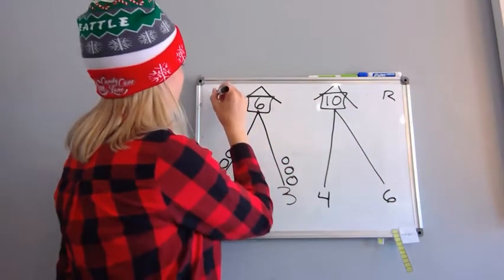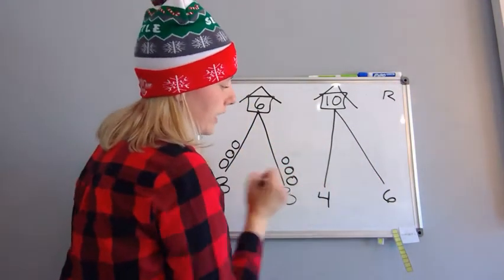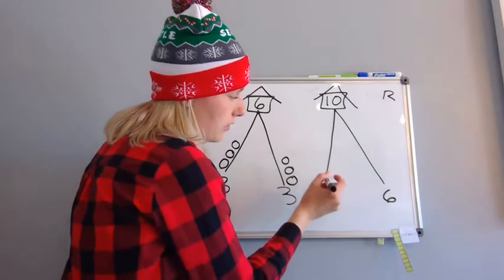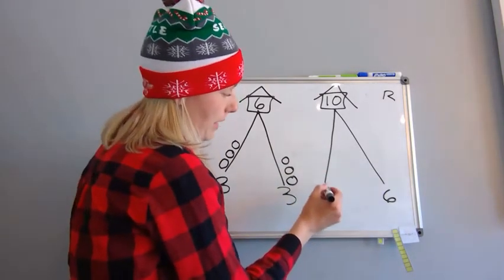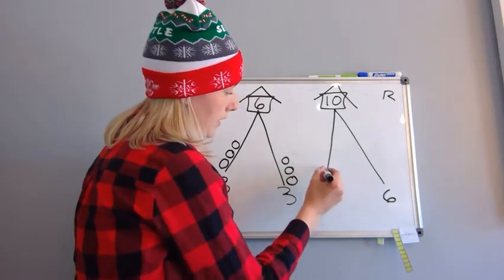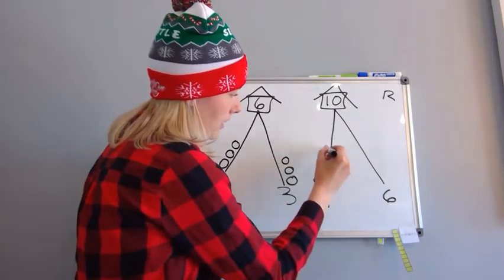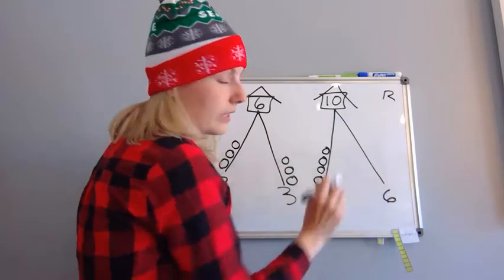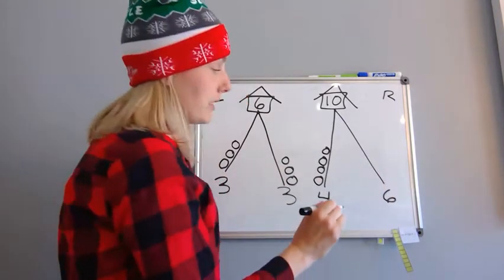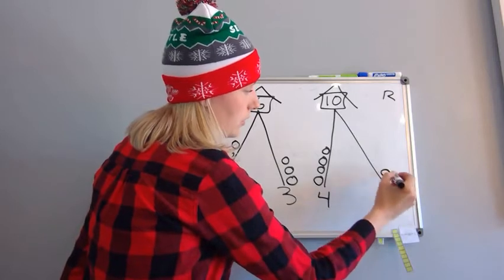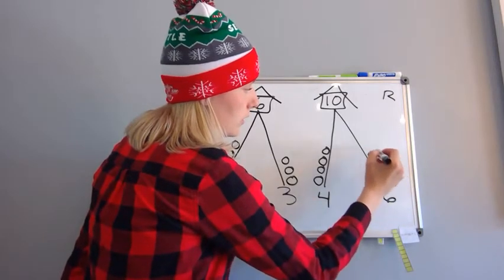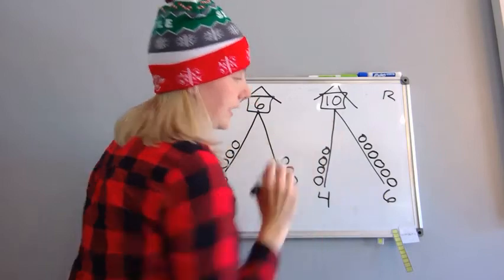This is our right and this is our left. So 4 tiny tumblers fall out to the left. So count with me as I draw 4 tiny tumblers starting at the bottom of the mountain. 1, 2, 3, 4. And then over here we have our 6 tiny tumblers. Count with me. I'm starting at the bottom. 1, 2, 3, 4, 5, 6.